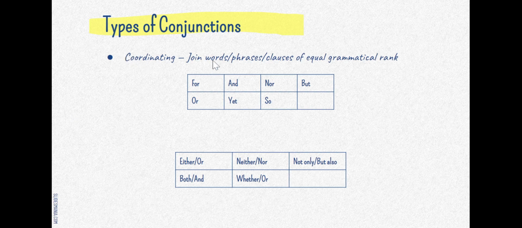So the first type is called coordinating, and they join words, phrases, or clauses that are equal. So they can join two words, two phrases, or two clauses together. These are like our normal conjunctions, so to speak.